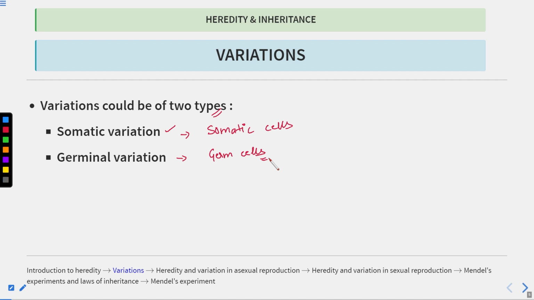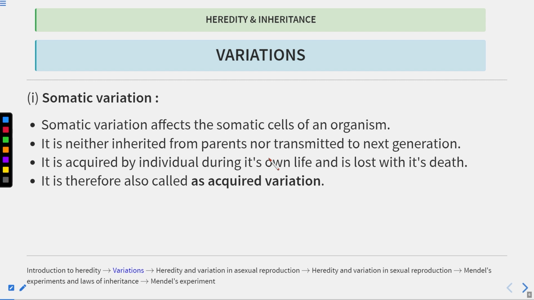All right. So now let's study each of these variations in detail. So first is the somatic variation. Now, somatic variation affects the somatic cells of an organism. Okay, so the variation takes place in the somatic cells. The somatic cells are also known as the vegetative cells.